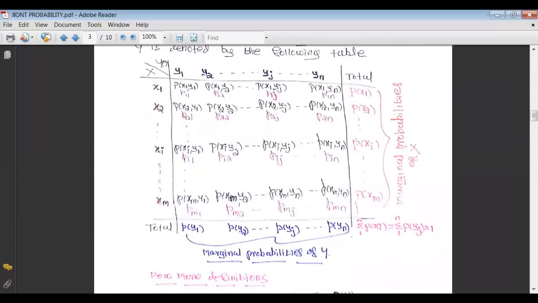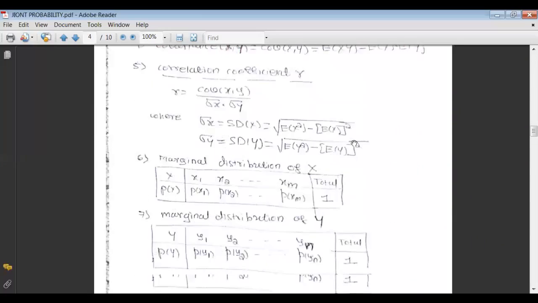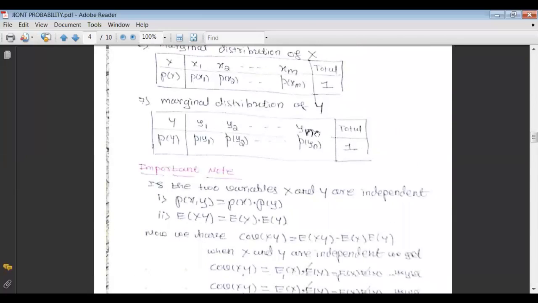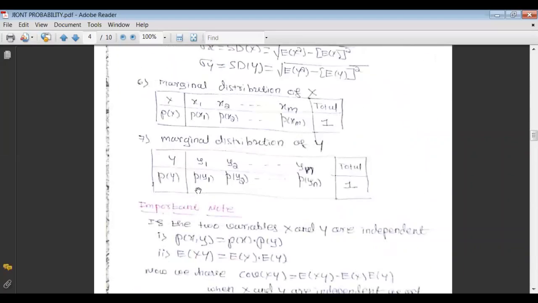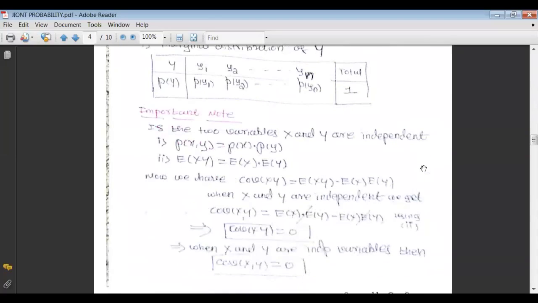Similarly, we can list out the marginal distribution of y, and once you look at the table, we find that the values taken by y are y1, y2, and so on, yn. The corresponding probabilities are nothing but the totals in front of those values, namely P of y1, P of y2, and so on, P of yn. And again, its total is going to be 1.